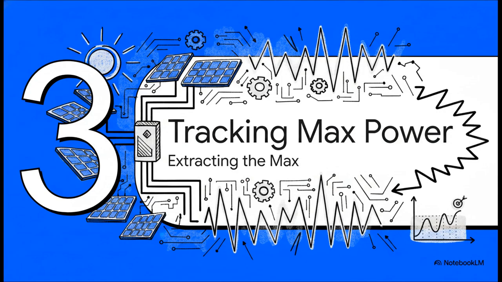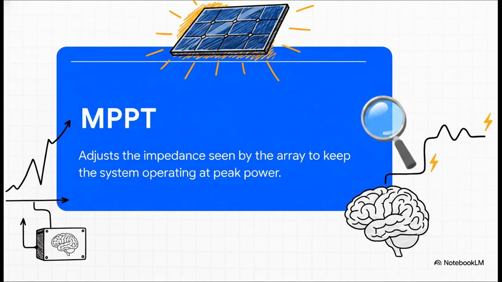But producing DC power is really only half the battle. Now we're moving on to Section 3, tracking maximum power, extracting the max. We have to pivot away from the physics of creating the power to the engineering challenge of optimizing it, simply because the real world is constantly changing. Enter maximum power point tracking, or MPPT.